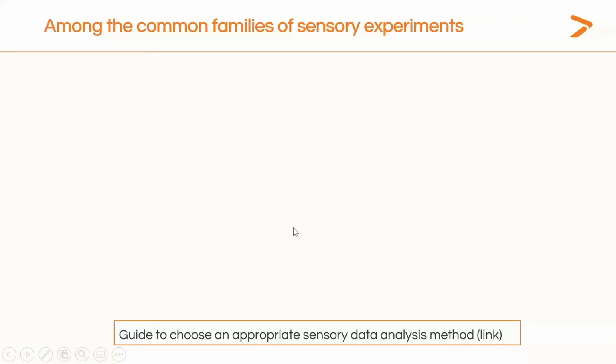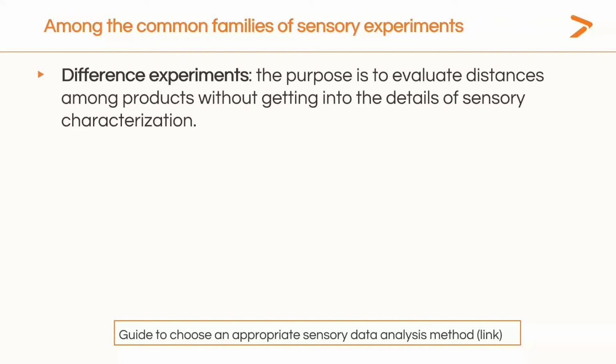So among the common families of sensory experiments, I will present 3 families today. The difference experiments. The purpose of these experiments is to evaluate distances among products without really getting into the details of sensory characterization. In food products, for instance, here in this case, we won't be getting into the details of measuring how salty the product is, or how acid the product is, or how sweet the product is.